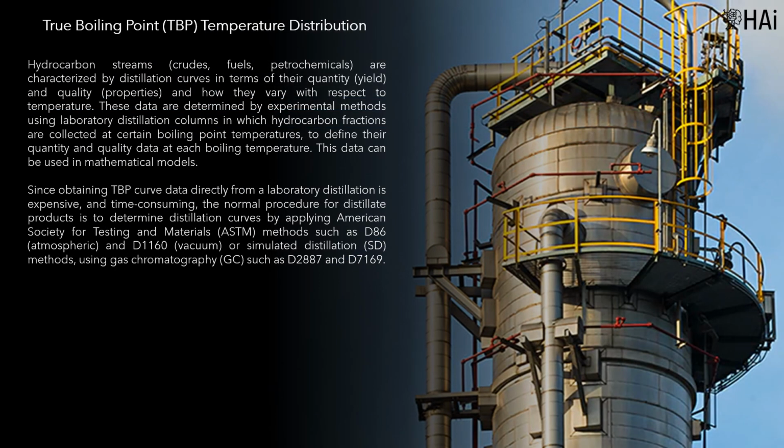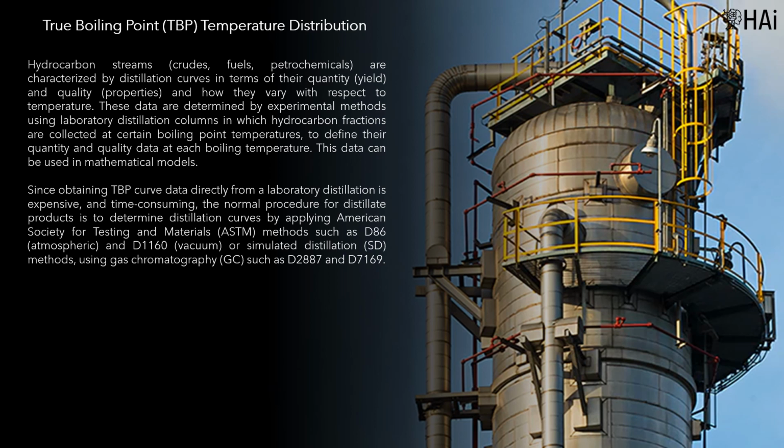Hydrocarbon streams, crudes, fuels, petrochemicals, are characterized by distillation curves in terms of their quantity, yield, and quality, properties, and how they vary with respect to temperature. These data are determined by experimental methods using laboratory distillation columns in which hydrocarbon fractions are collected at certain boiling point temperatures, to define their quantity and quality data at each boiling temperature. This data can be used in mathematical models.